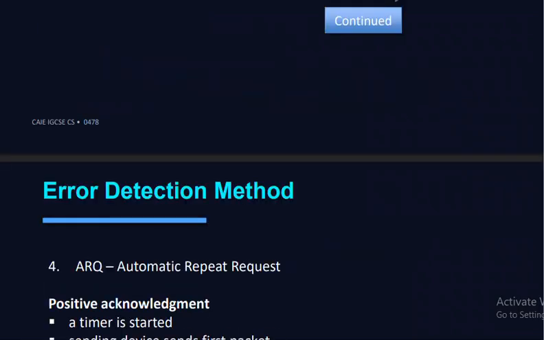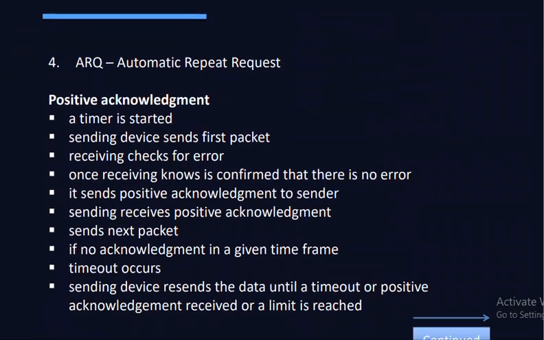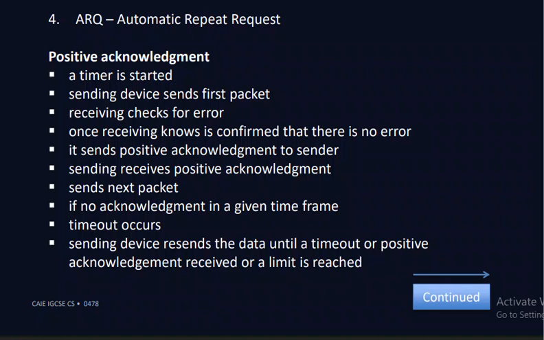What they ask for is, in the positive acknowledgement, a timer is started. Sending device sends the data. I have told you, whenever you are approaching any question of these error checking methods, you will find out that they will first say sender sends the data, receiving device receives the data, then whatever they ask for, and in the last point you are going to see if data is same, no error, else error. Like this way you will find out everything.